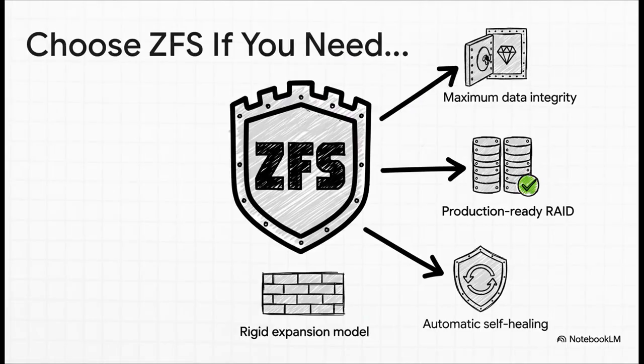So the choice is actually pretty clear. You should choose ZFS if your absolute number one priority is data integrity, period. For your critical files, your family archives, anything you simply cannot afford to lose, its architectural safety and its battle-tested parity RAID make it the provably safer choice, as long as you're okay with its more rigid rules for expansion.